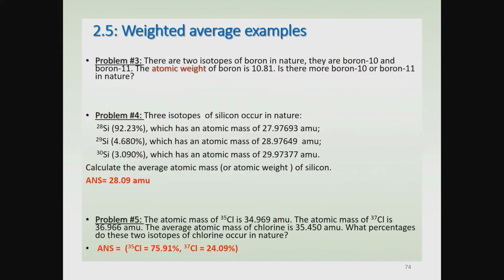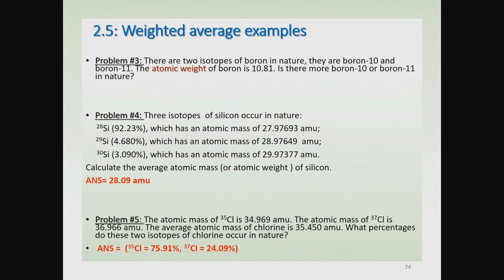So I'm going to do a couple more problems. Okay, problem number 3 is a good thought question. There are 2 isotopes of boron in nature. They are boron 10 and boron 11. The atomic weight, or the average atomic mass of boron, considering the abundances of the boron isotopes, is going to be 10.81. Now, can you tell me, is there more boron 10 or boron 11 in nature?